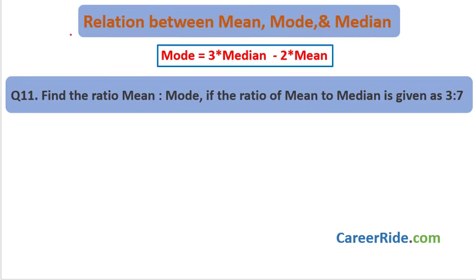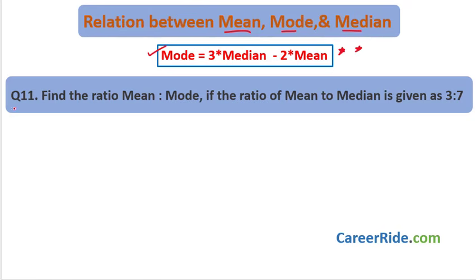And finally, coming to a very, very important relationship between mean, mode and median. The relationship is: mode is equal to thrice of median minus twice of mean. Mark it 3 stars, because this is a very, very important relationship, and based on this they are going to ask you a lot of questions.